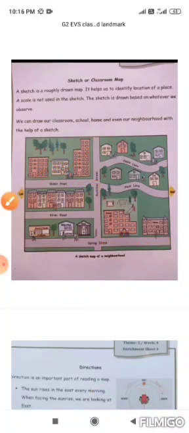Next is, we can draw our classroom, school, home, and even our neighborhood with the help of a sketch. We can draw all these pictures, whether the sketch of a classroom, home, neighborhood and other buildings, to identify the location of a place.